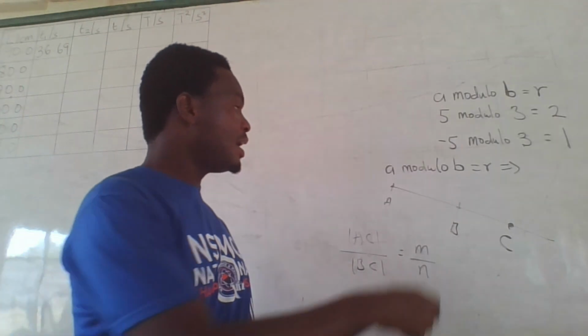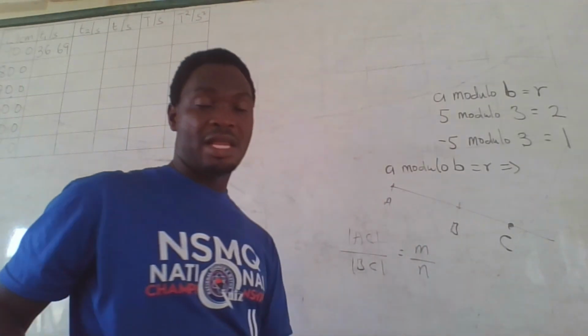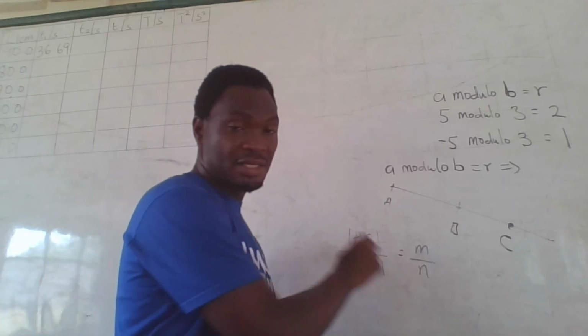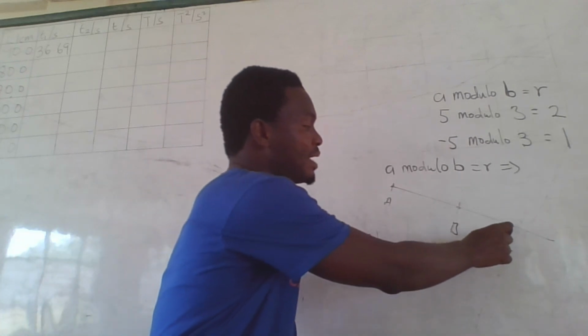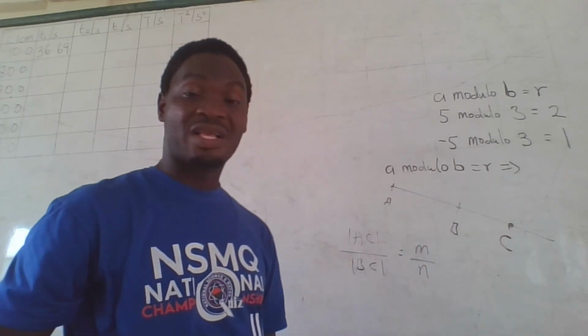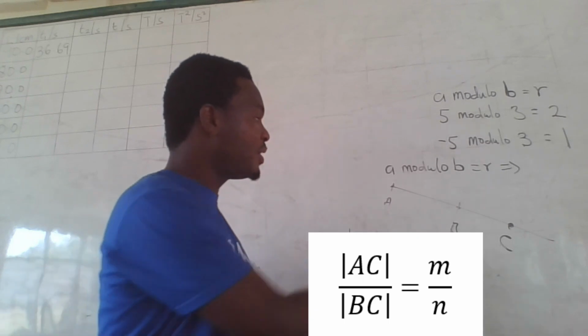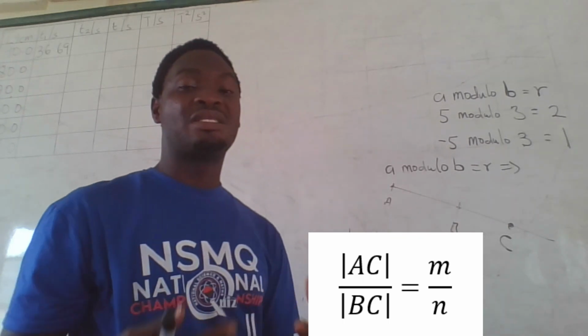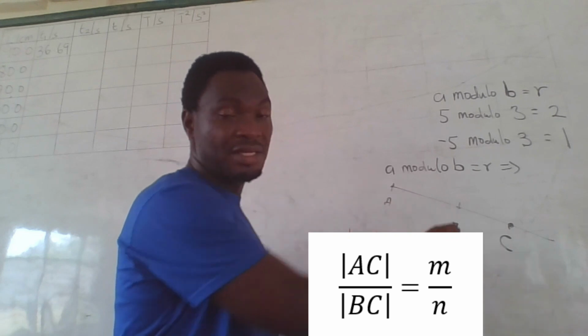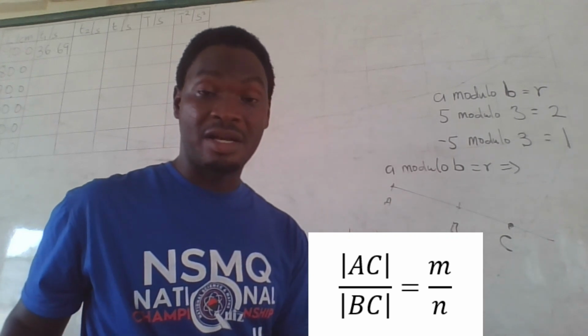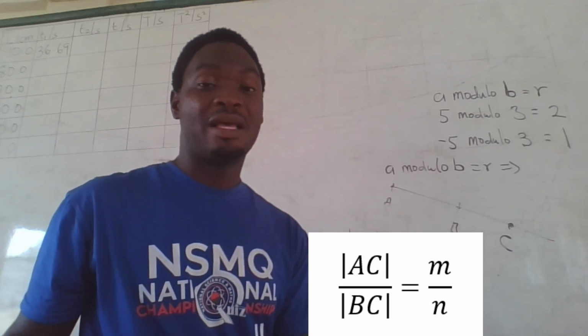A point in between A and B can satisfy this equation. A point outside A and B can satisfy this equation. If the point is between A and B, we say it divides the line segment internally. Otherwise, it divides it externally.